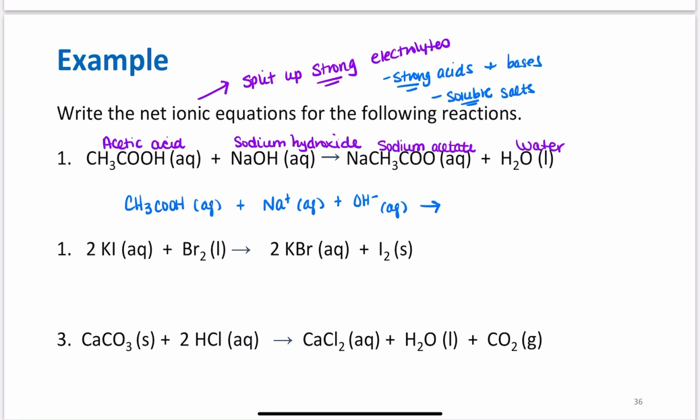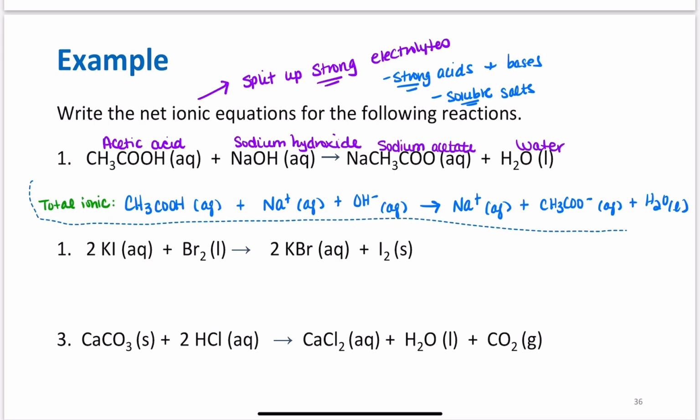Sodium acetate is a soluble salt, so we split it apart: Na plus, CH3COO minus, and then water. Again, this is your total ionic that I just wrote. Until you get comfortable writing them, I recommend you write out the whole thing.